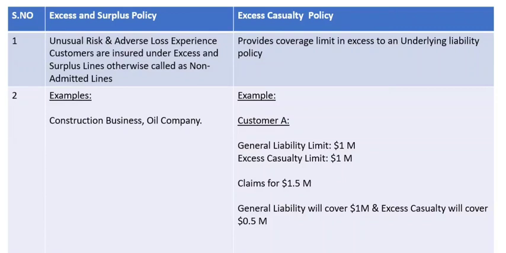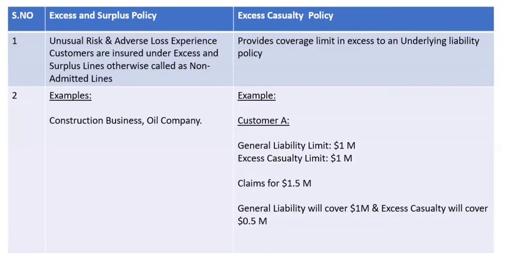This type of policy is basically for customers with adverse loss experience, which means they have had a lot of losses in the past couple of years, or unusual risk. Take an oil company, for example: if something happens to the oil company, the loss could be huge. So it's very difficult for an insurance company to evaluate or come up with an estimated premium. Those types of customers, when they go to traditional insurance companies like admitted carriers, don't get the policy because of their unusual risk.